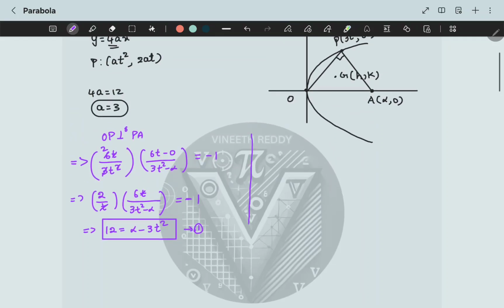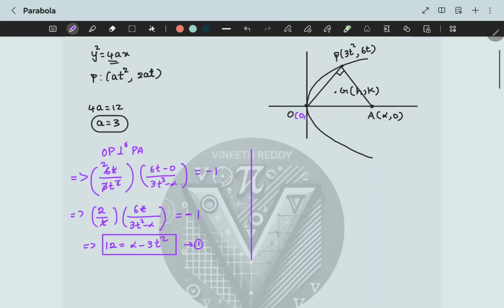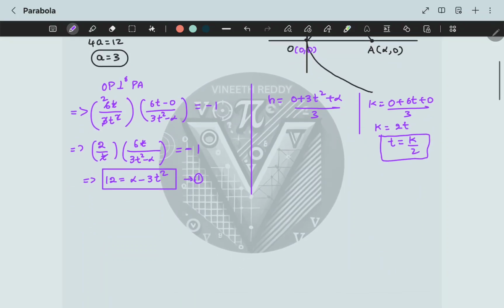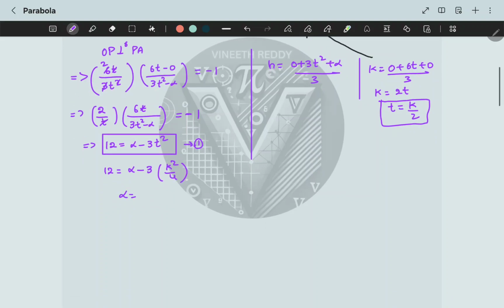What else? We can say that the centroid of triangle OAP is h comma k. That means h is nothing but (0 plus 3t square plus alpha) divided by 3, and k is equal to (0 plus 6t plus 0) divided by 3. That means k is equal to 2t, or I can say t is nothing but k by 2. So we have to eliminate t and alpha from this. Replace t with k by 2, so we get alpha minus 3 into k square divided by 4 equals 12. So alpha is equal to 12 plus 3k square divided by 4.